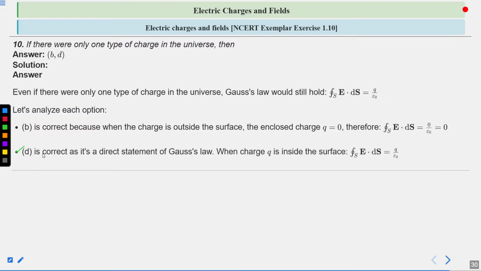Option D is correct as it's a direct statement of Gauss's law. According to Gauss's law, total flux is equal to the total charge enclosed by the closed surface divided by epsilon naught, q divided by epsilon naught. So when the charge is inside the surface, closed integral of E dot ds is equal to q divided by epsilon naught. So B and D are correct. Clear? Yes or no?